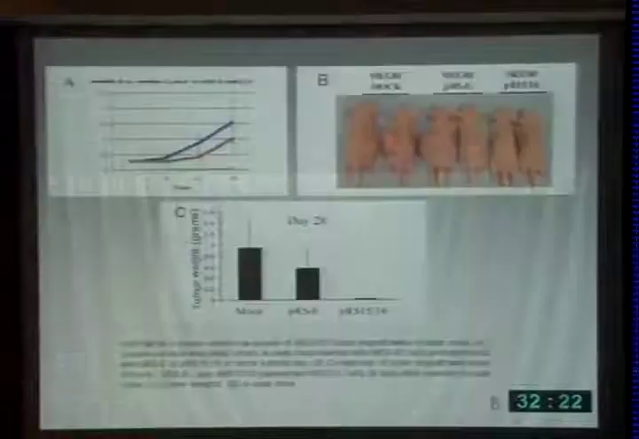Now I don't have more time to tell you about treatment of mice with miR15 and 16, but I want to make a point before I close.